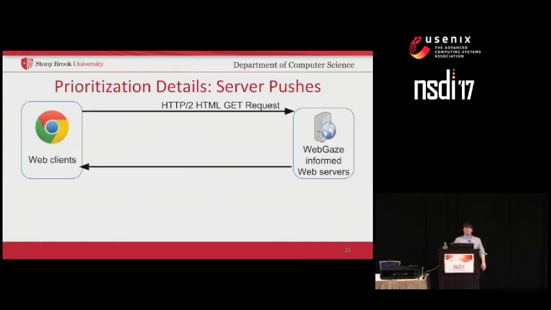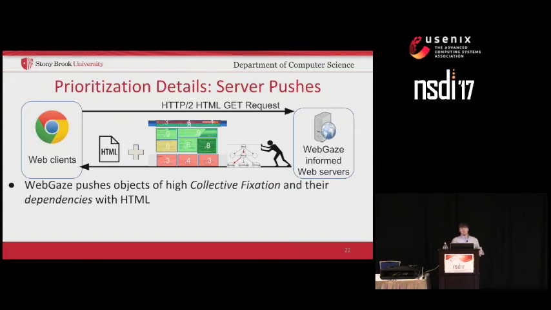The next technical detail is the mechanical aspect of the prioritization, which is HTTP2 server push. Server push works by allowing the server to piggyback objects on top of any given request from the client. So WebGaze utilizes server push by pushing objects corresponding to the region of high collective fixation directly with the HTML, so they're at the user side in the client as soon as possible.